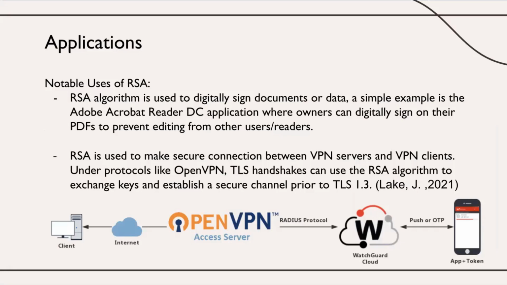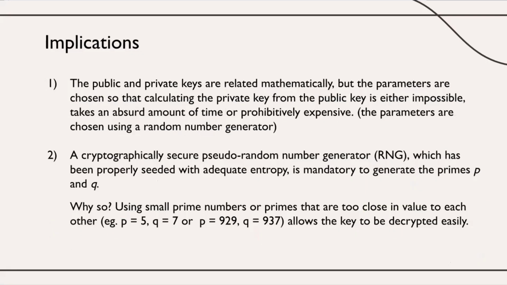Now I'll be talking about the implications of RSA. Firstly, the public and private keys are related mathematically. However, the parameters are chosen so that calculating the private key from the public key is either impossible, takes an absurd amount of time, or is prohibitively expensive. A cryptographically secure pseudo-random number generator, or RNG, which has been properly seeded with adequate entropy, is mandatory to generate the primes p and q.